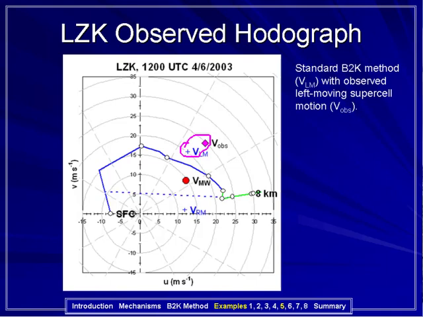Well, we know that the supercell, the left mover, isn't seeing all this shear in the low level, so let's modify this hodograph to account for that.